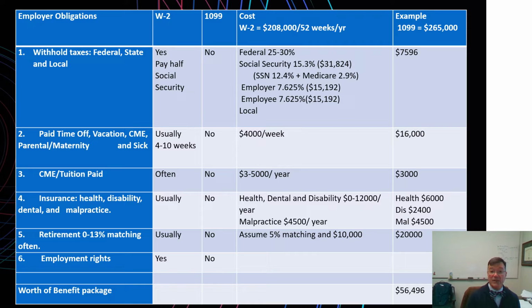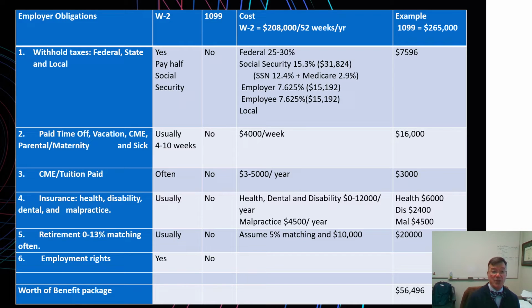But anyhow, as an employee, the employer withholds half the Social Security tax as your payment, and they also pay half as their payment for Social Security. As a 1099, you are your own employer, so you have to pay both sides of the Social Security tax, which comes up to be almost $7,600 extra that you're going to have to pay because you don't get that benefit of being an employee.